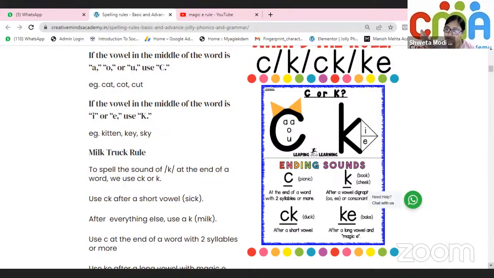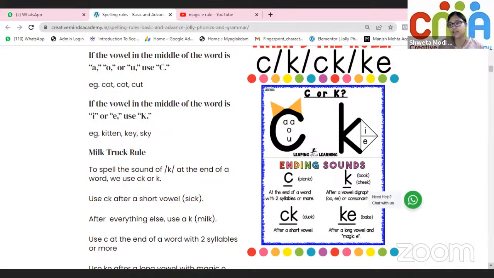C takes A, O, U. So when you hear k and you hear a after k, or you hear o after k, then it is C. Yes, camp and kitten, cat, caught, cut. Yes. So C takes A.